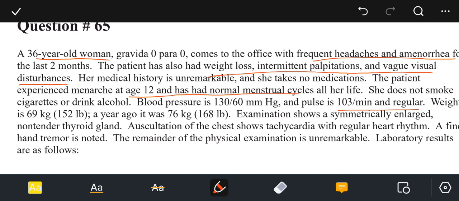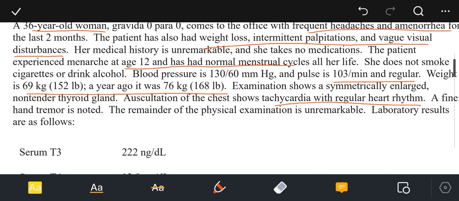Her weight is 69 kgs and a year ago it was 76, so she has lost weight. Examination shows a symmetrically enlarged non-tender thyroid gland. Auscultation of the chest shows tachycardia with regular heart rhythm. A fine hand tremor is also noted. The remainder of the physical examination is unremarkable.